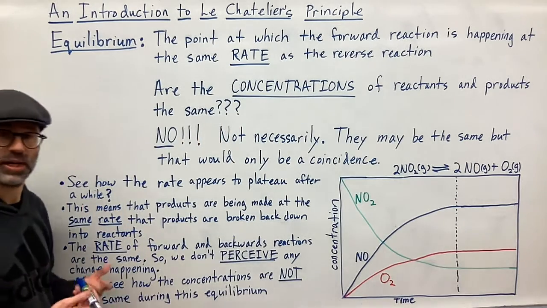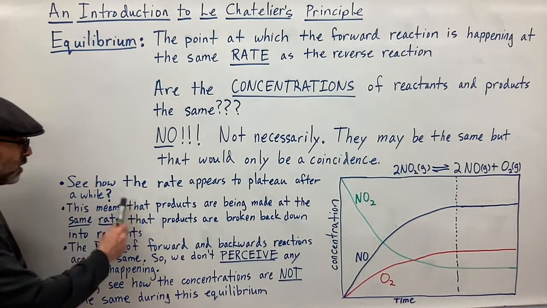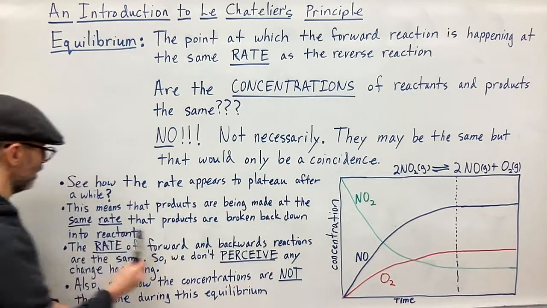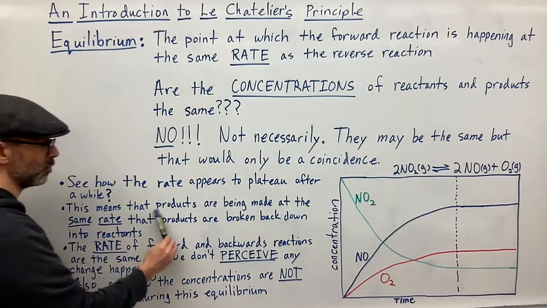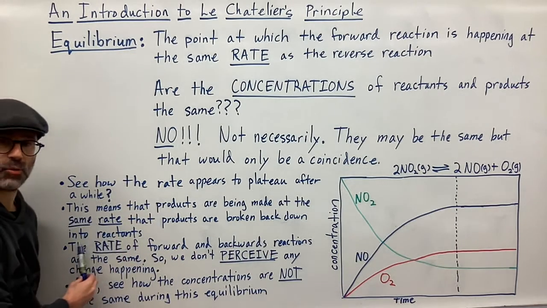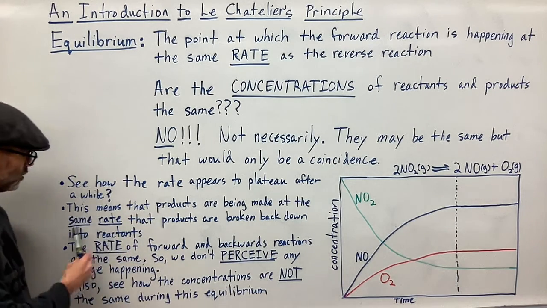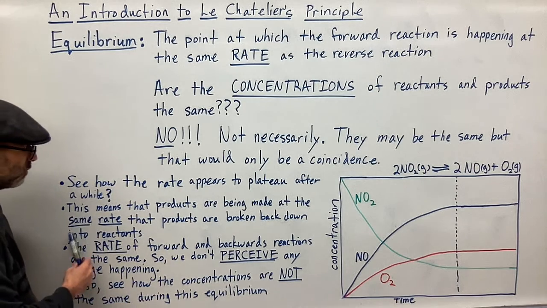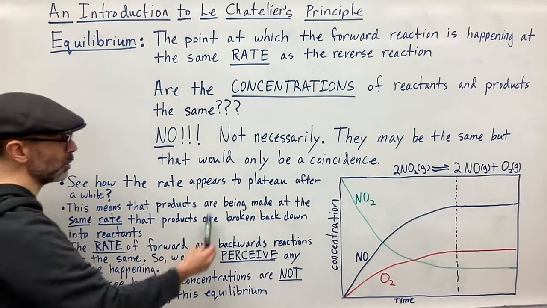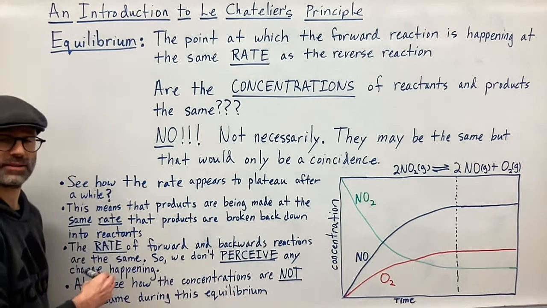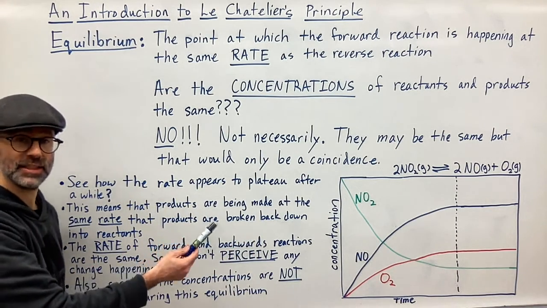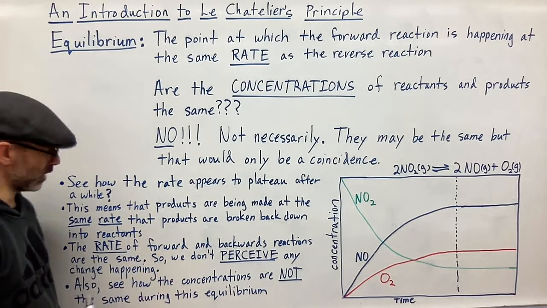So let me recap what I just said. Notice at the plateaus, we're talking about rates of reactions, not concentrations. So the rates are going to be the same. The products are being made at the same rate that the products are being broken back down into reactants. So the rate of the forward reaction is the same as the rate of the reverse reaction.